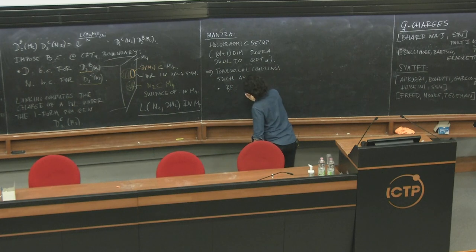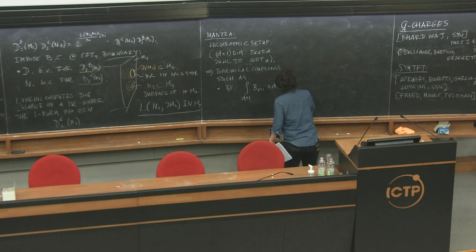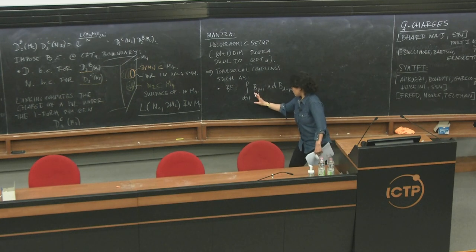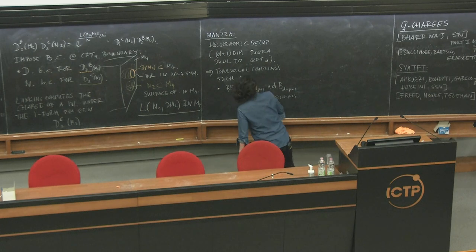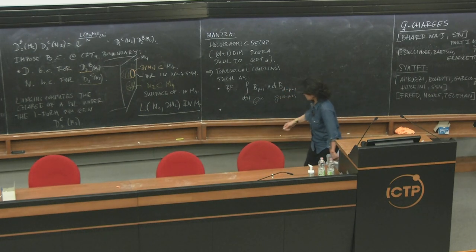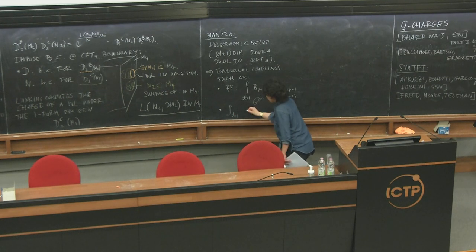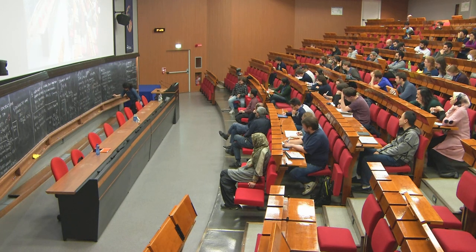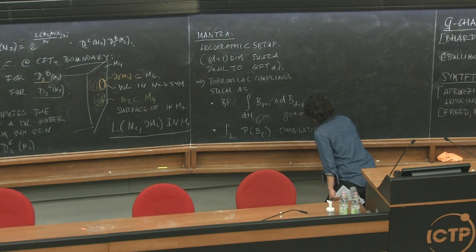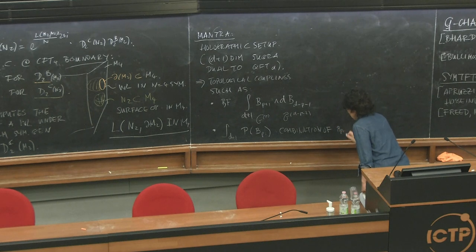BF couplings, so you have some integral over D plus one dimensions of some B_{p+1} dB_{D-p-1}. So these will be the backgrounds for a p-form symmetry and its dual (D-p-2)-form symmetry. And this is the hat group. So these are abelian, but it can also contain, in general, not just these type of topological couplings, it can have also polynomials of these background fields, some functions of these B_p's. So some combination of B_p's in some polynomial form.